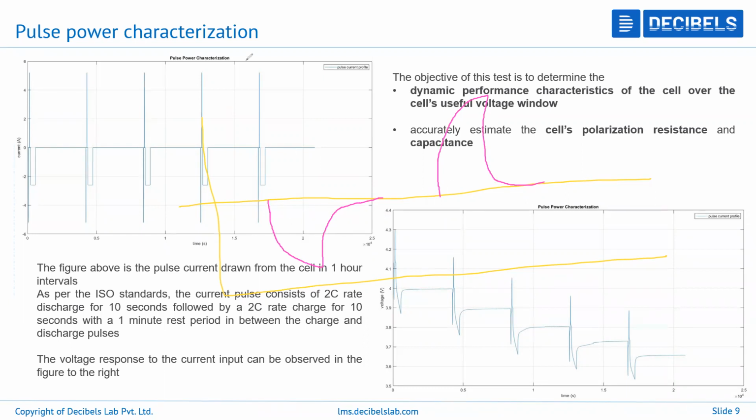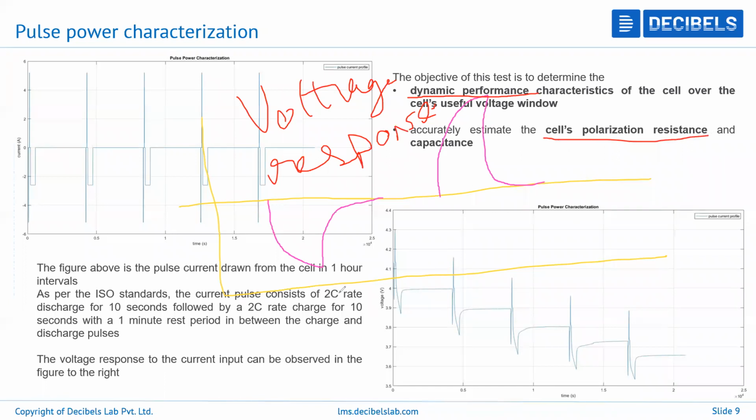This will be your voltage response. Utilizing this voltage response, you'll be able to understand your dynamic performance, or as I said, your pulse power capability. And finally, you'll also be able to estimate your resistances. I will not be going into the details of how exactly the pulse power is determined or how the cell's resistances are obtained, but using this voltage response, all of that is possible.